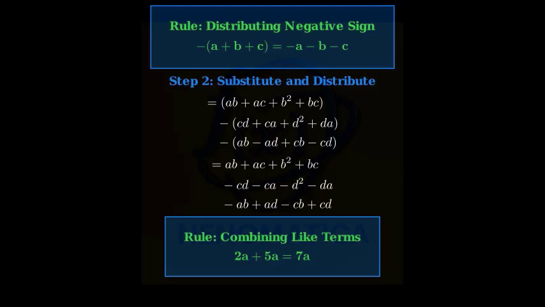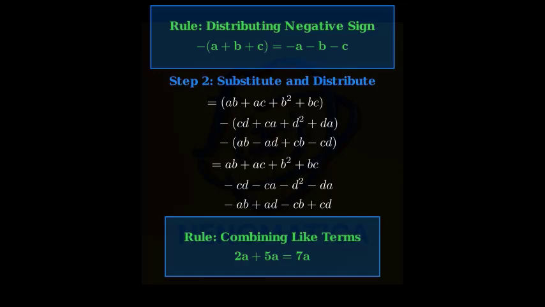For terms with AC and CA, which are equivalent, we have AC and negative CA, which also sum to 0. For BC and CB, which are the same, we have BC and negative CB, which cancel out. For CD, we have negative CD and positive CD, which sum to 0. For AD and DA, which are equivalent, we have AD and negative DA, which also cancel out.